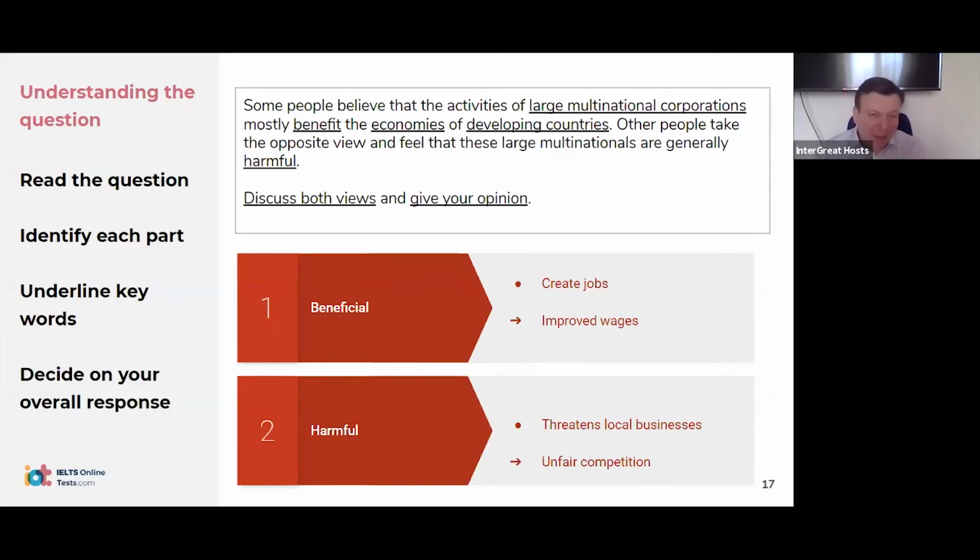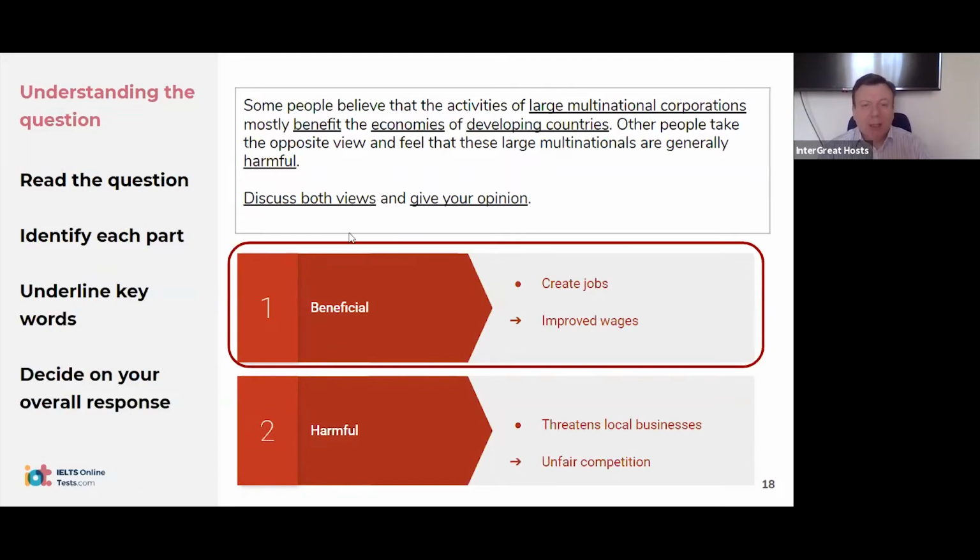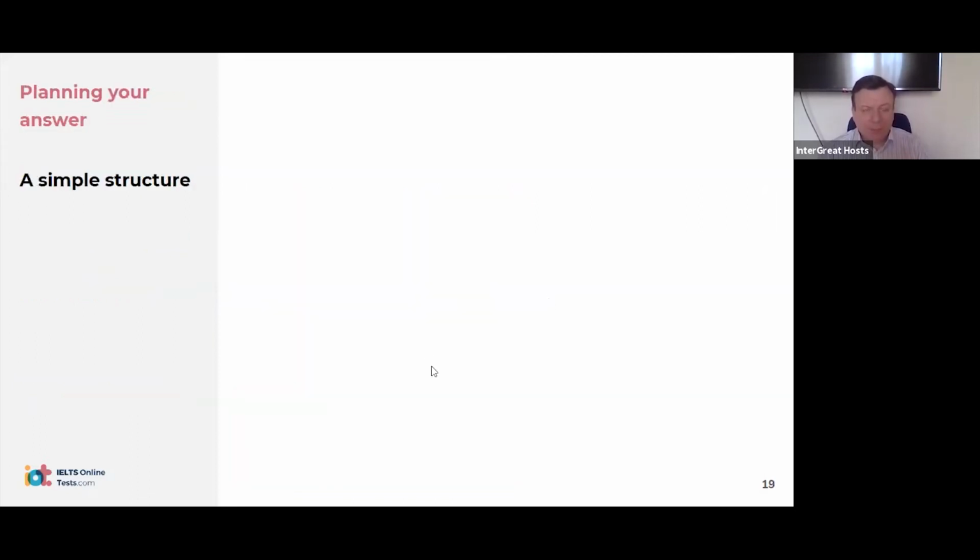How to brainstorm? One way you can do that is with a mind map, okay? So you put a circle in the center of the paper and then you have your ideas coming off the main idea. So you can do that. But brainstorming is just thinking, basically. So let's have a look. Create jobs, improve wages. So we'll have a look at a simple structure.